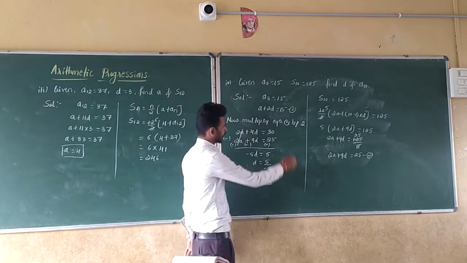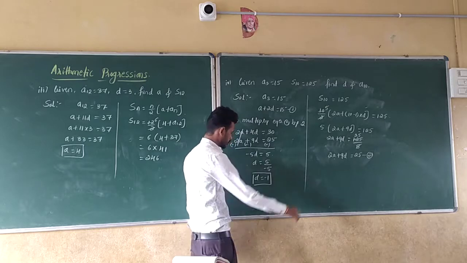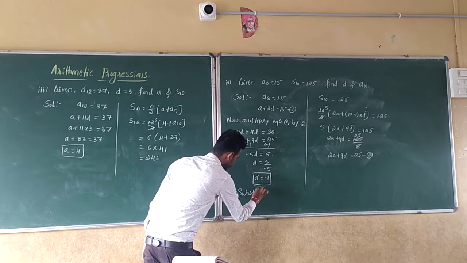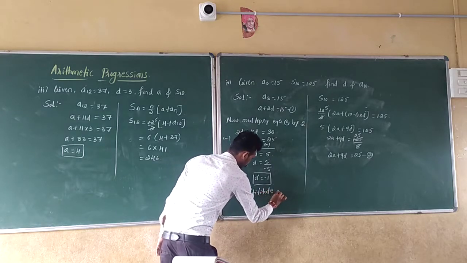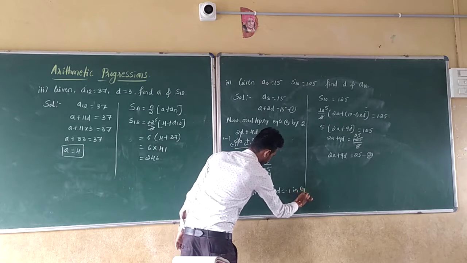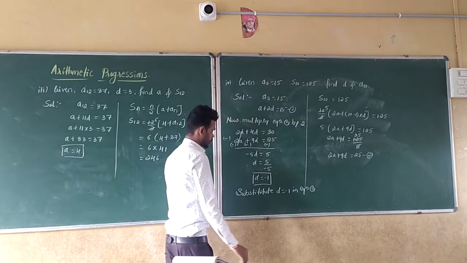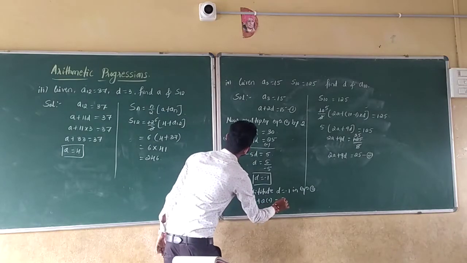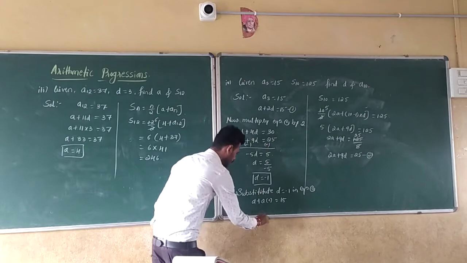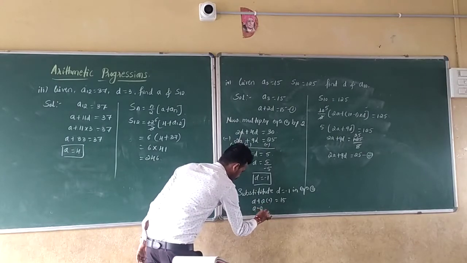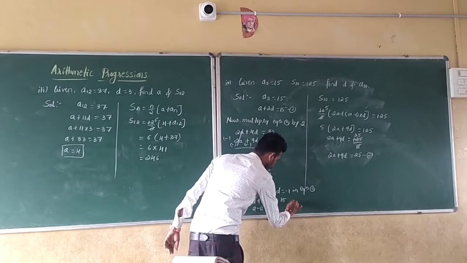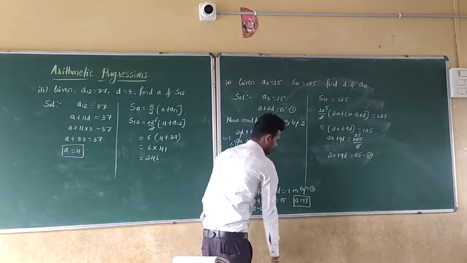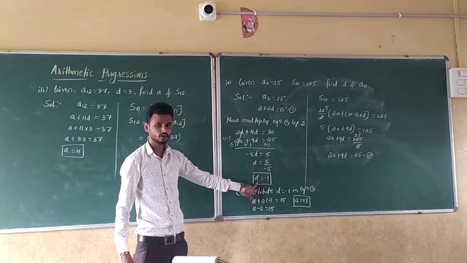Substitute this value of d in any one of these two equations. Substitute d equals minus 1 in equation 1. What will you get? a plus 2 into minus 1 is equal to 15. So a minus 2 is equal to 15. Therefore a is equal to 15 plus 2, 17. So a is equal to 17 and d is equal to minus 1.